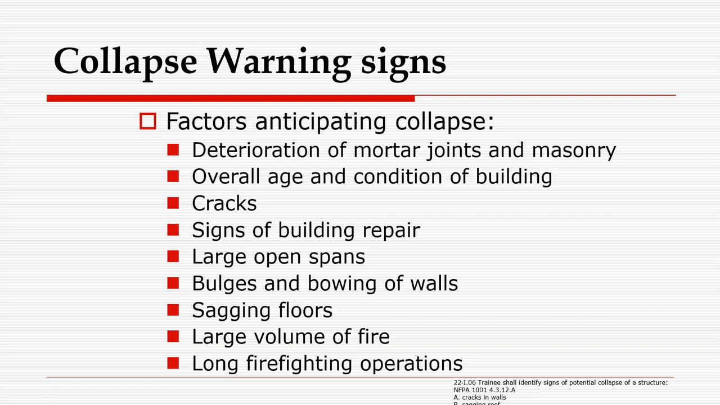Are there bulging and bowing of the walls on the outside? Are there sagging floors? Is there just such a large volume of fire that you can anticipate that there is going to be a collapse because of how hot it's burning or how long it's been burning? And don't forget our firefighting operations. We can contribute to collapse. Water weighs 8.33 pounds per gallon, and we're adding hundreds of gallons sometimes to these fires, thousands of gallons sometimes, and that weight has to go somewhere. And you're adding additional forces on this house that's been engineered not to take it.